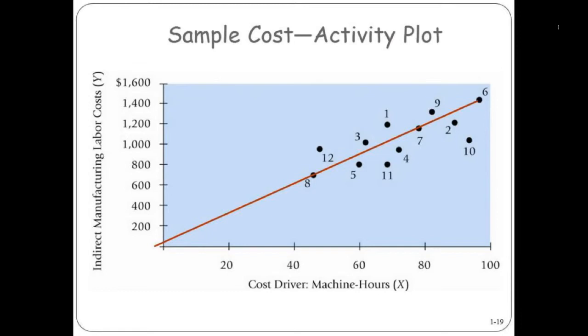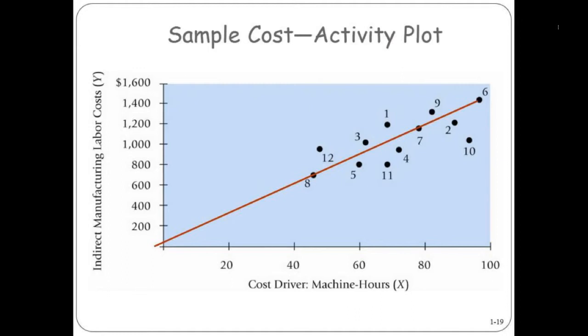So your equation is Y is equal to $175. That's your fixed costs plus 12.5 times X. So for each unit or each machine hour you have, you will increase your labor costs by $12.50. Okay? That's the high-low method. Simple, straightforward.